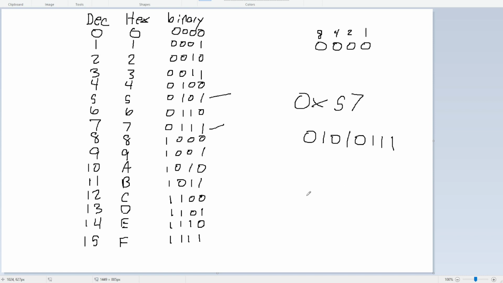And if you wanted to go the other way, let's say I had, just making something up here, 1101 0110. There's 8 values there. Break it up into groups of 4. There's a group of 4 right here, and a group of 4 right here. This group of 4, 1101, is right here, so that's D in hex. And then 0110, that's this pattern right here, so that's 6. That would be D6 in hex. So that's a quick way you can use this chart.